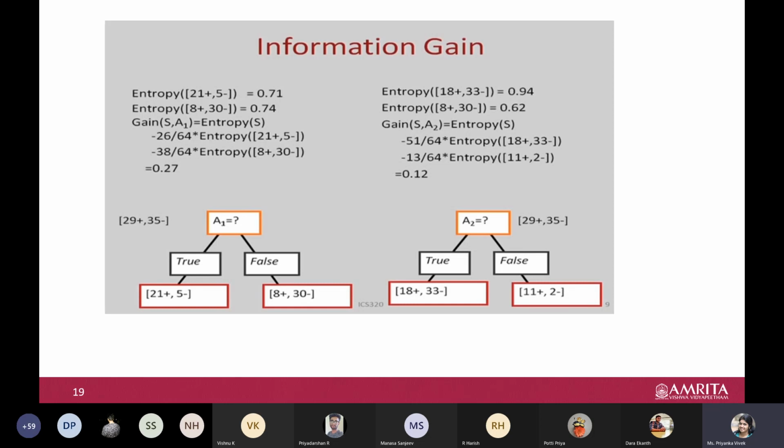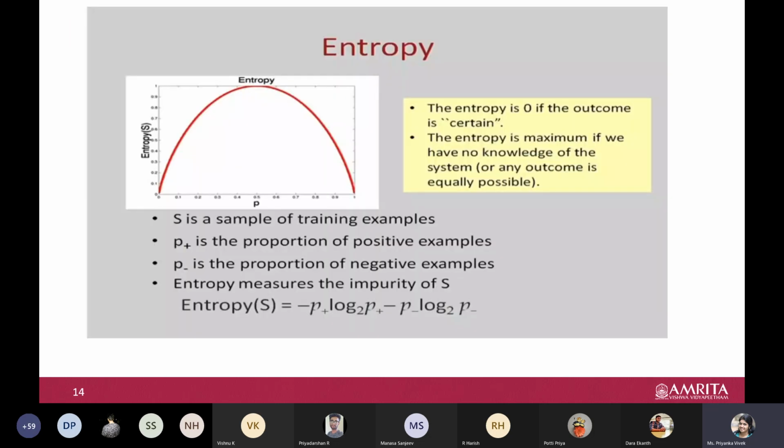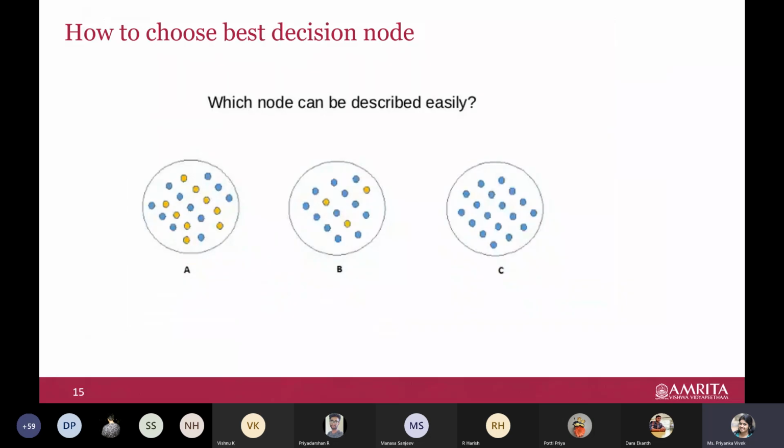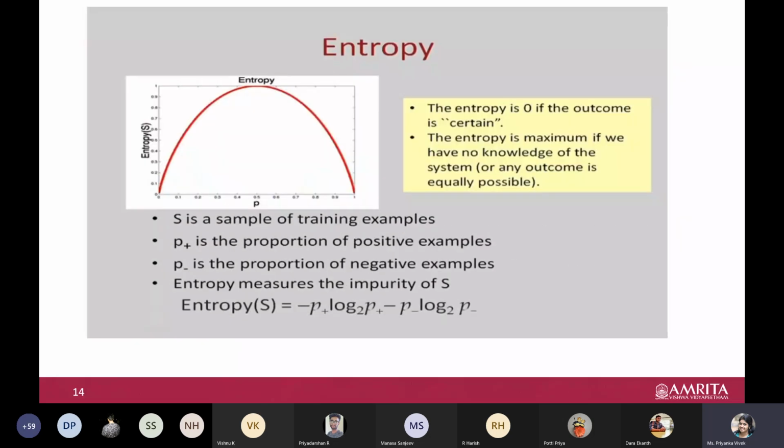My question is, we have 64 samples, 29 positive and 35 negative. How do we find the entropy? The entropy formula was written here as minus P plus log P plus minus P minus log P minus. So now P plus is 29 and P minus is 35. Can you tell now?